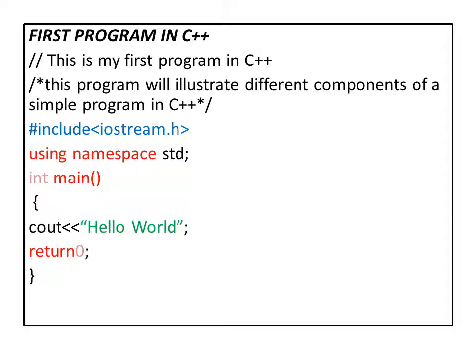This is the stream insertion operator, just like the name indicates, stream insertion. And we're inserting a certain set of statements to the screen. Since it's written in double quotes, whenever a statement, especially next to cout, is mentioned in double quotes, it will display that text itself.